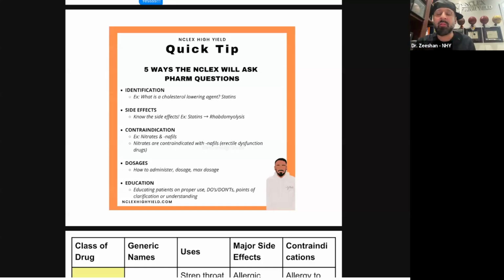And the last way to ask it is just education. What am I going to teach you when it comes to medication? What am I going to educate you about if I discharge you? What am I going to educate you about this medication when you consume it? So there's only 5 ways.